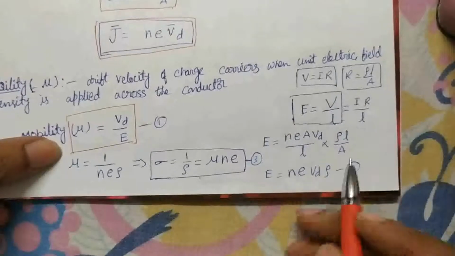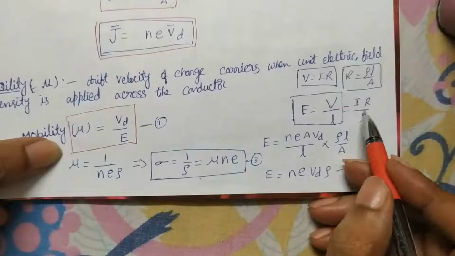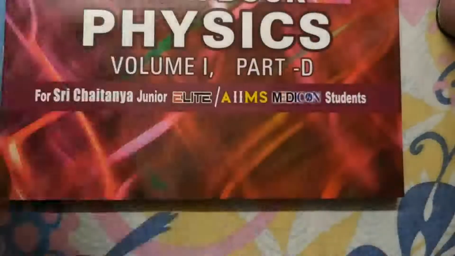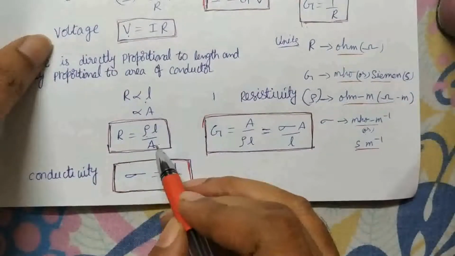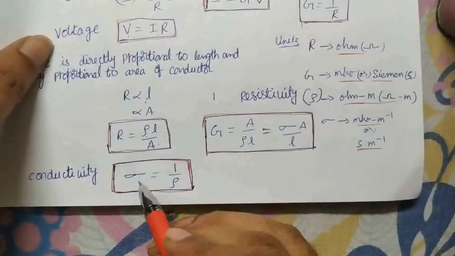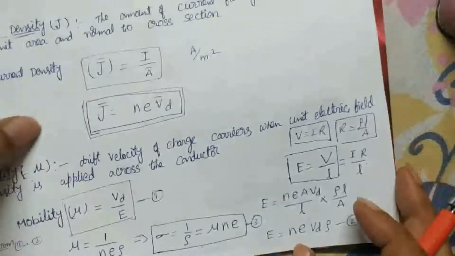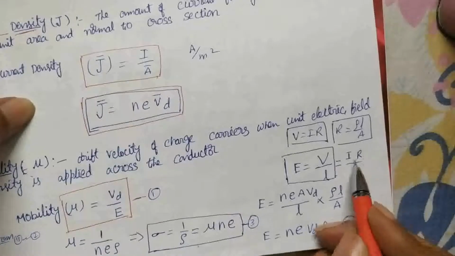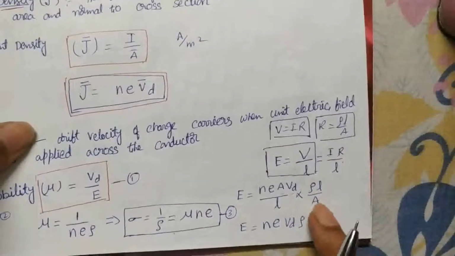In place of I is equal to nevd, and here into R. R is nothing but resistance. Using Ohm's law, we calculate the resistance formula: R is equal to rho L by A, or otherwise we can write rho as 1 by sigma. That formula we are using here, and here you see E is equal to V by L. V is equal to IR according to Ohm's law, and I is neAvd using the drift velocity relation, and R is rho L by A.